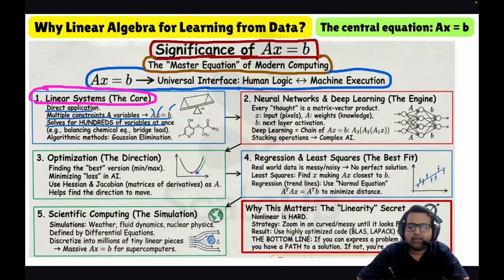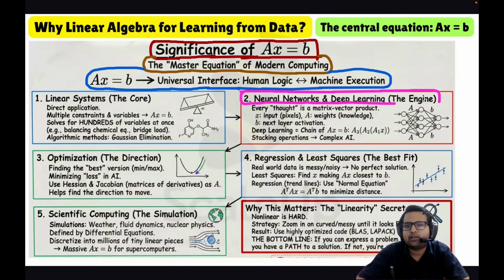It uses algorithmic methods like Gaussian elimination. So linear systems make use of algorithmic methods like Gaussian elimination. The core of linear systems is this equation, AX equals B. In neural networks and deep learning, this master equation acts like the core engine. AX equals B.